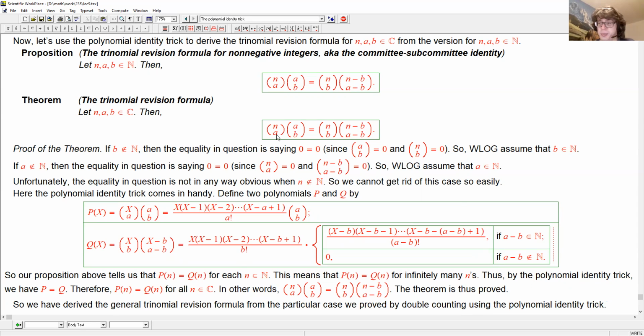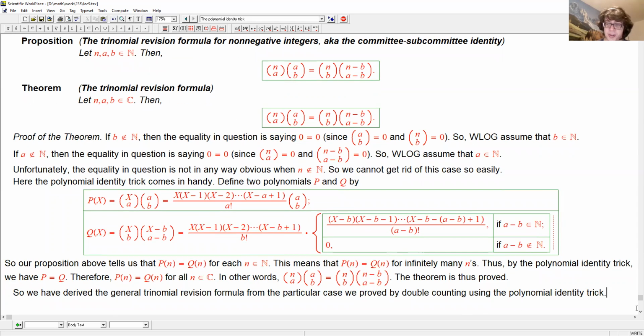It is pretty important not to forget, we did not apply the polynomial identity trick to a or to b. We applied it to n, because a and b appear in the denominators of these binomial coefficients. And then the trick is taboo. If you try to plug an x in the denominator, it makes no sense. You cannot take x factorial. The factorial makes sense only for non-negative integers.